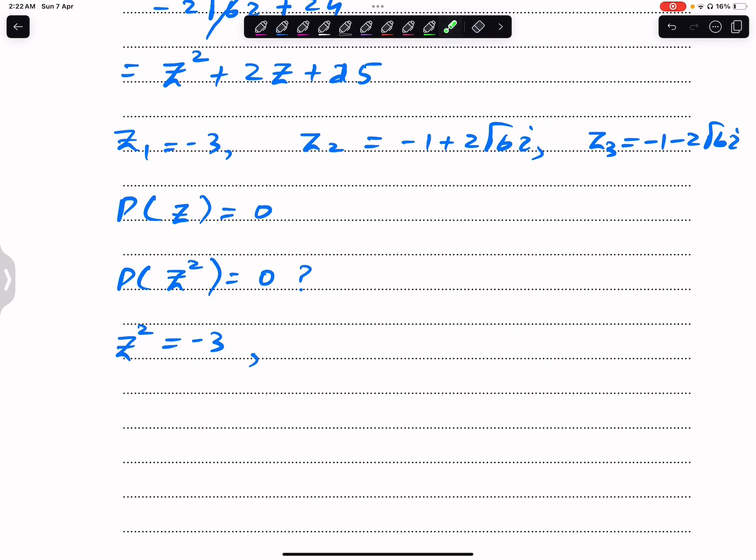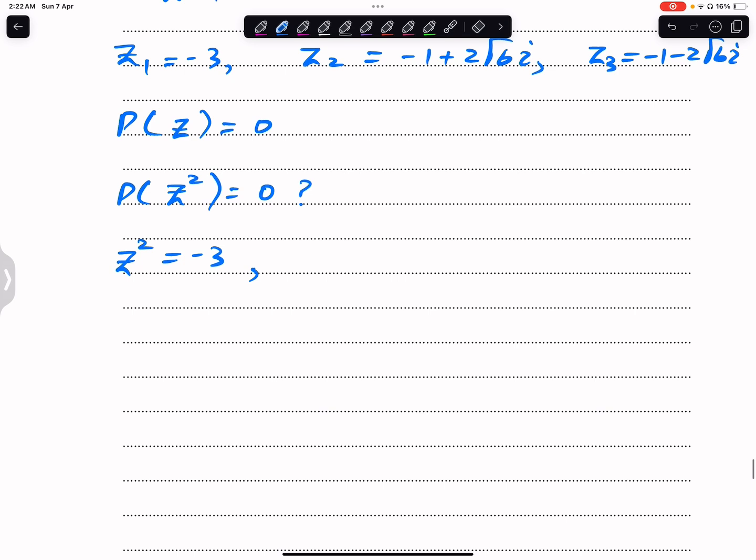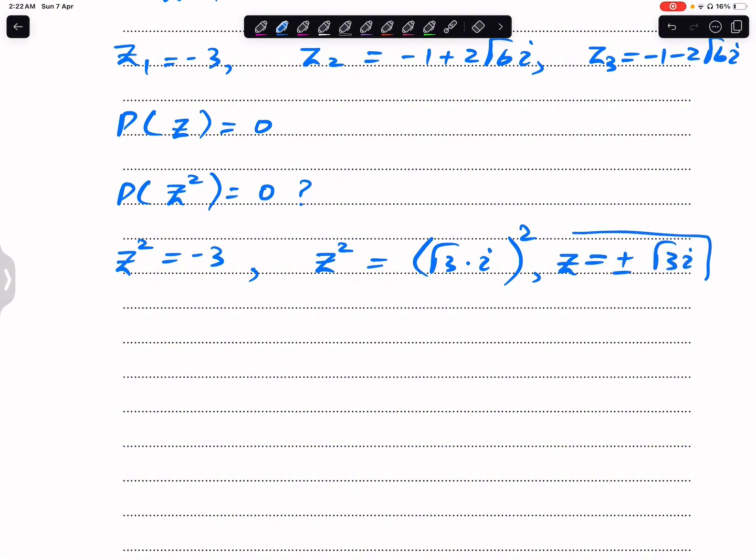Now in real life this is not possible, but in complex numbers it is possible that the square of some number is negative. So how to deal with this? We can write minus 3 as (√3 i) whole square. If you take the square root on both sides, you will write plus minus √3 i. So these are my two answers from the first case.